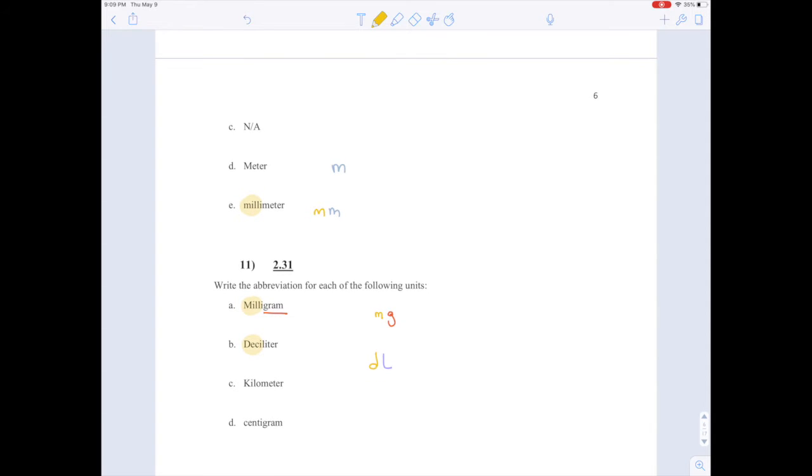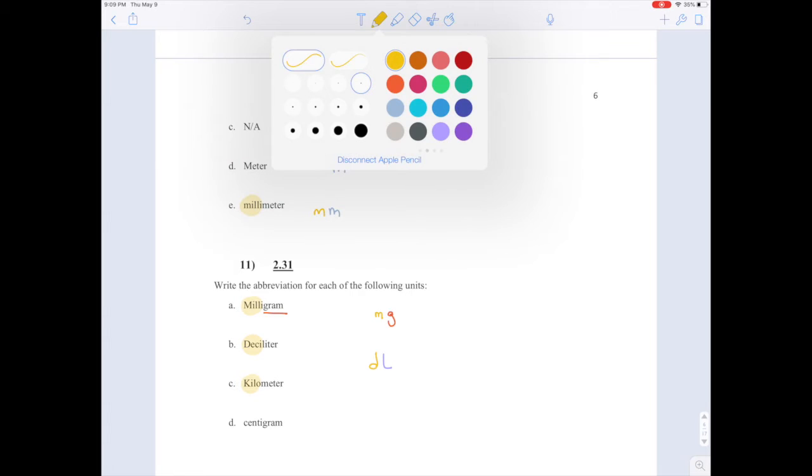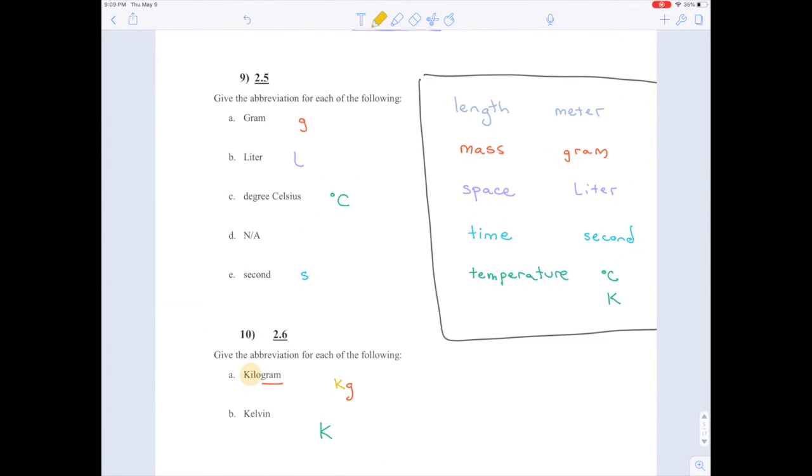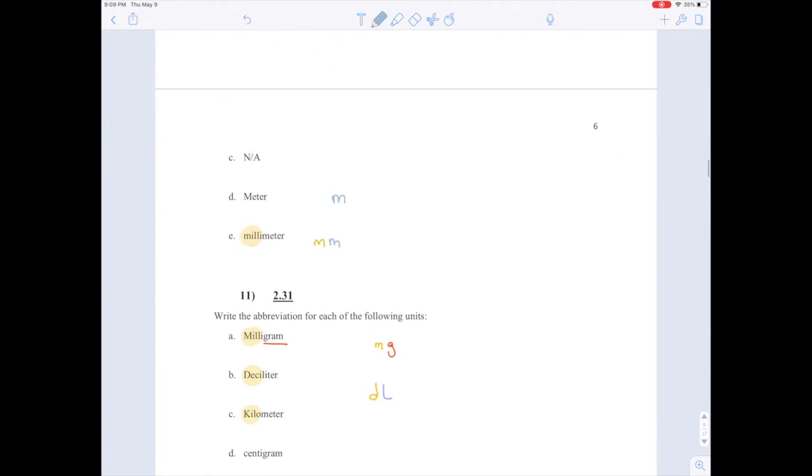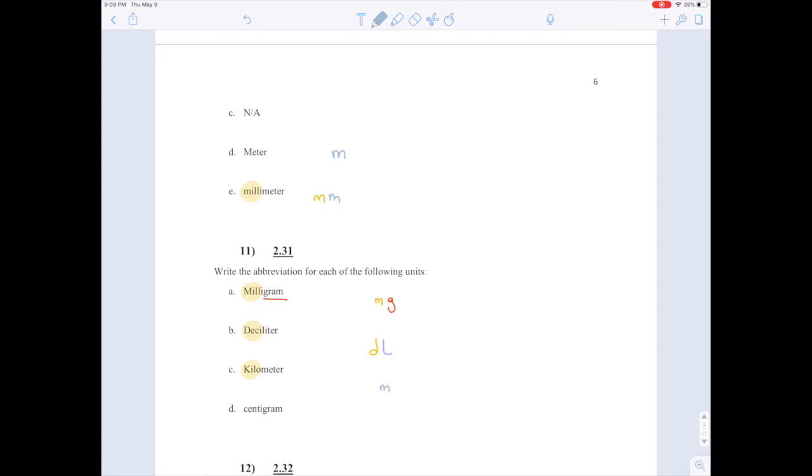For C, we have kilometer, and again, looking at that, we can see our base unit of a meter, so everything in front of that, which is kilo, is going to be a prefix. For meter, we saw that up here, it was the unit for length. The meter is going to be that lowercase m, and then kilo, we saw before, it's a lowercase k. So notice for a lot of these, not all of the prefixes, but for a lot of the prefixes, they're just the lowercase letters for the letter that the prefix starts with.